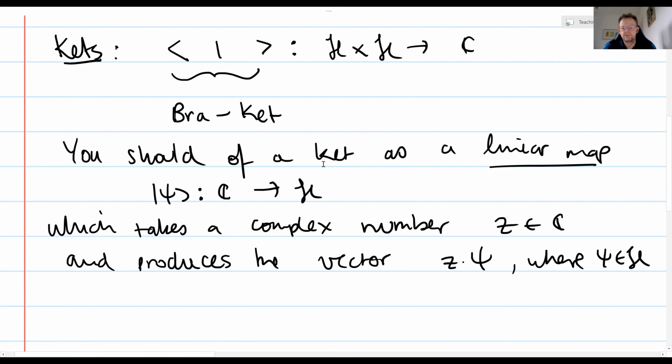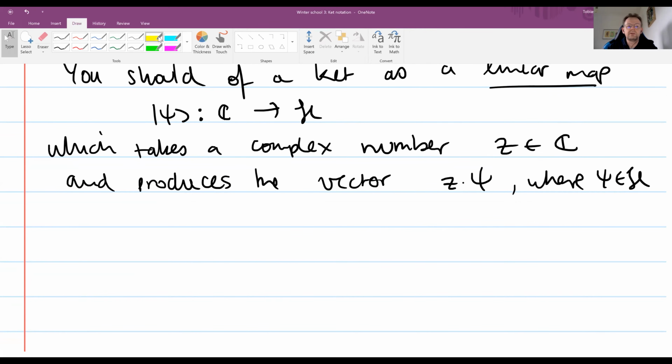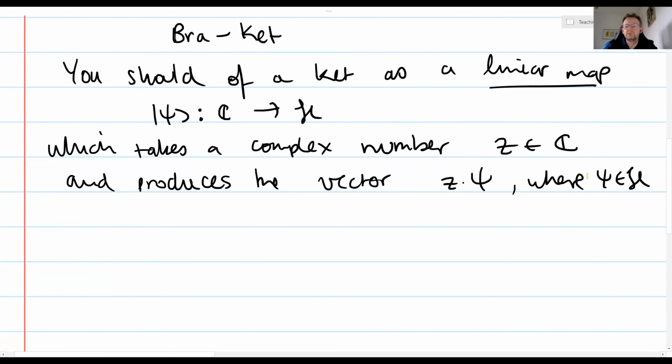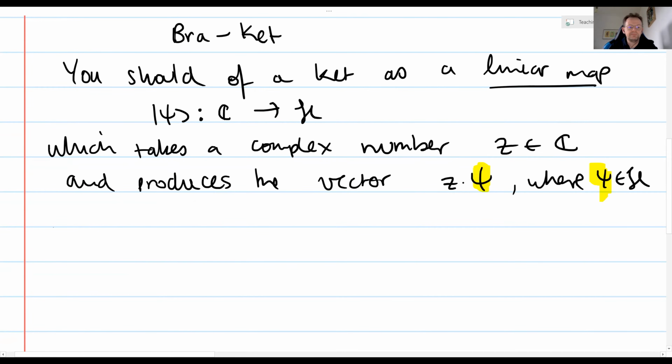You're going to see the word ket a lot in the next couple of weeks, and probably for the rest of your studies in quantum computation and quantum information theory. When you see it, think of it as first selecting your favorite vector psi, an element of the Hilbert space, and a ket is a thing that takes a complex number and multiplies that complex number by the vector. This turns out to be kind of handy.